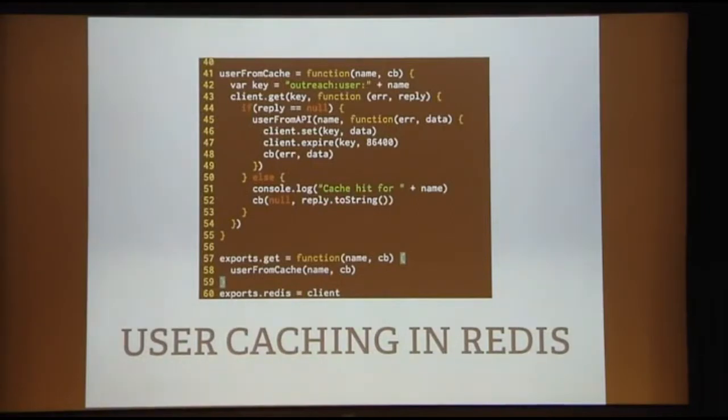And what I could do was export a function that I could access from my application that said, get me a user from cache. And if the user didn't exist in cache, it would get it from the API and set the expiry for a day. So I never had to worry about too much stuff being in the database. And I never had to worry about paying for a larger database as the data set started to grow.